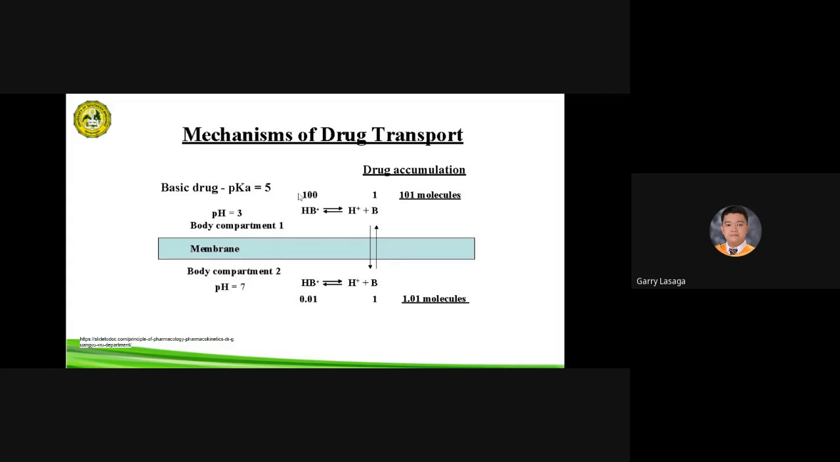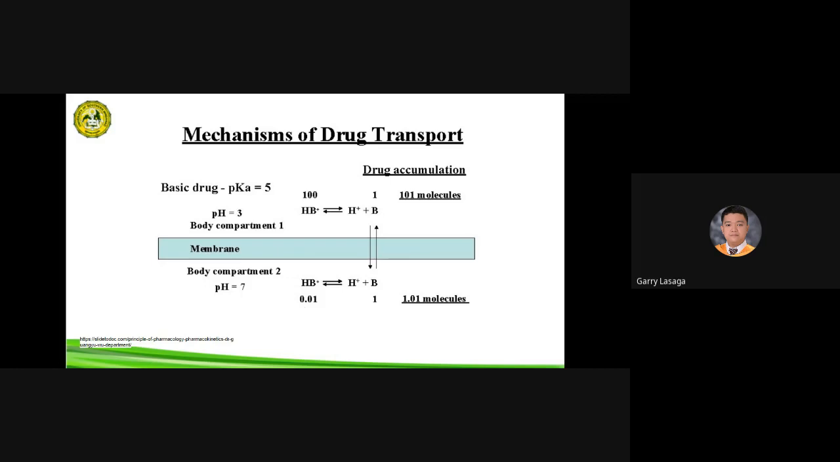So, for example, ito ay magiging 3. So, ito ay magiging 2 pala ito, no? So, ito ay madadagdagan siya ng ionized form. So, magiging 1,000. Pag ito ay 1, magiging 10,000. Pag 4 naman, this is 10. So, for every change in the pH of the environment to the acidic side, there is also a 10-fold increase in the proportion of the ionized form of the drug.